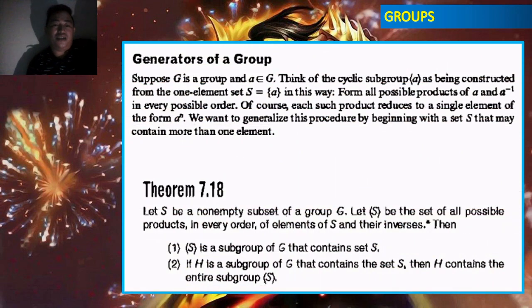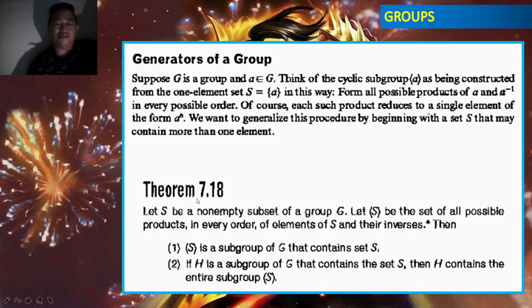So, the generators of a group. Suppose G is a group and a is an element in G. Think of the cyclic subgroup of a as being constructed from the one-element set S. Form all possible products of a and a inverse in every possible order. Each such product reduces to a single element of the form a to the power of n. We want to generalize this procedure by beginning with a set S that may contain more than one element. So now we have generators that are more than one element, not just generated by a single element.